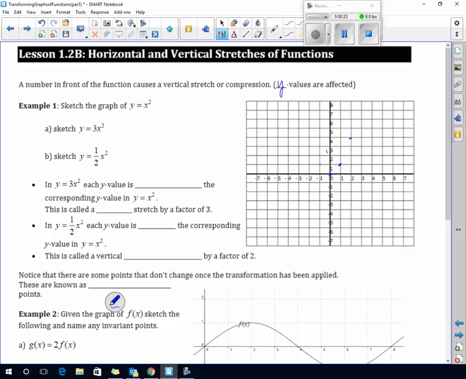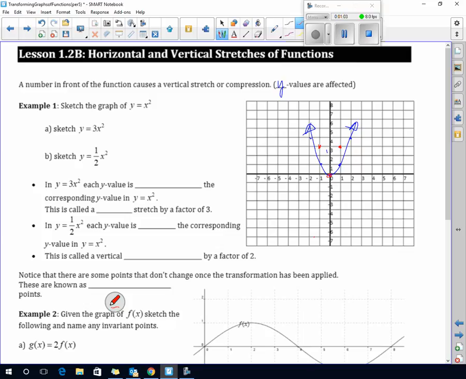Now, that pattern, (0, 0), (1, 1), (2, 4). What happens when it's y equals 3x squared? The y values are stretched. So (0, 0) becomes (0, 0). The y value didn't get affected. (1, 1): the height of 1 now is stretched to 3, 3 times the height. (2, 4): 4 got stretched to 12. Up off the charts. There we go. y equals 3x squared.